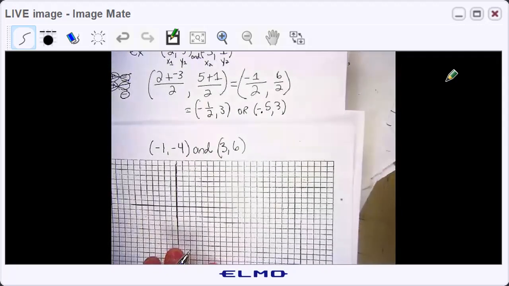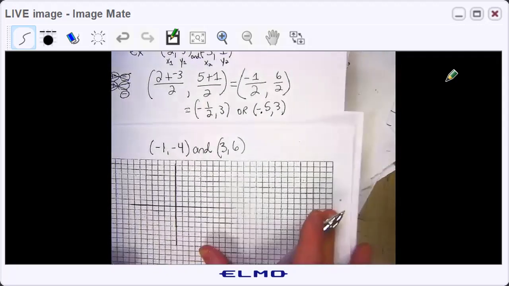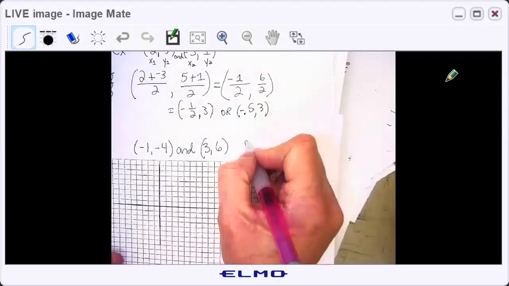Okay, so if you're trying to do midpoint graphically, the first step is going to be to plot the points.